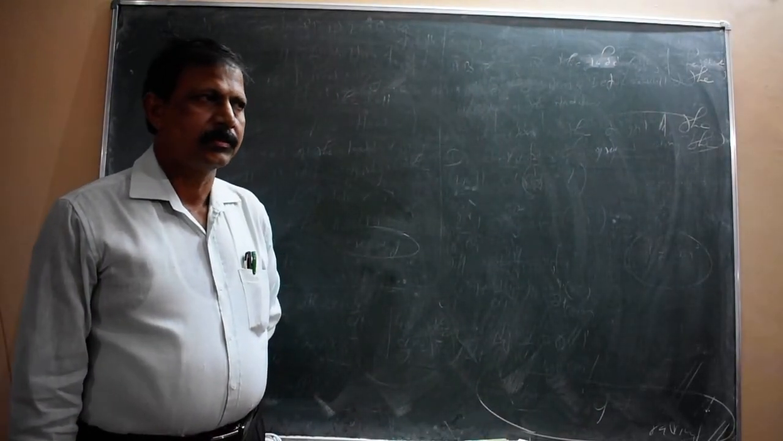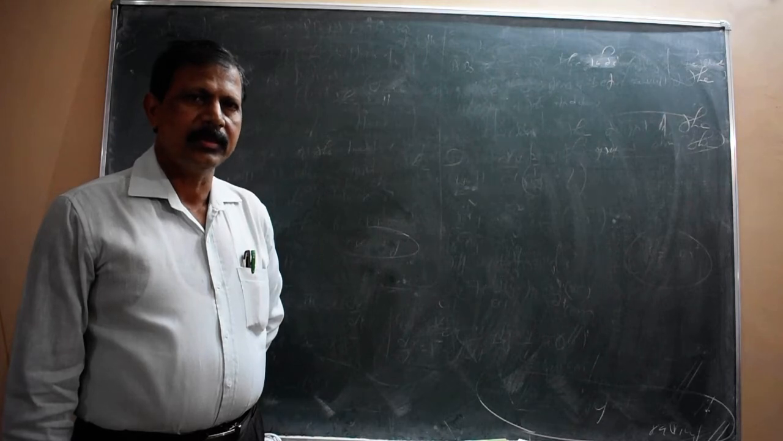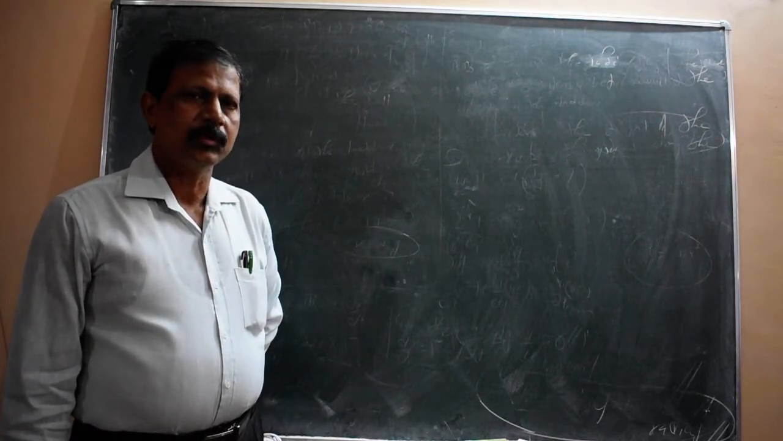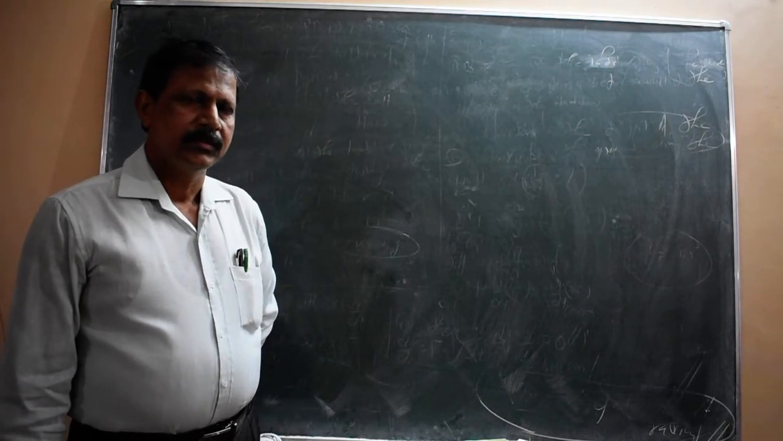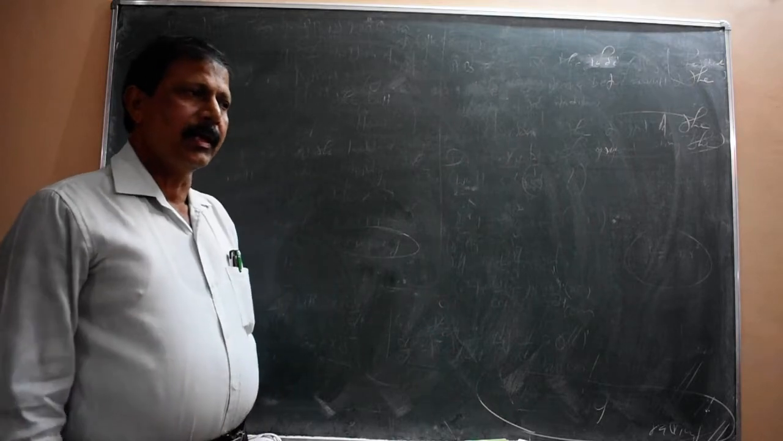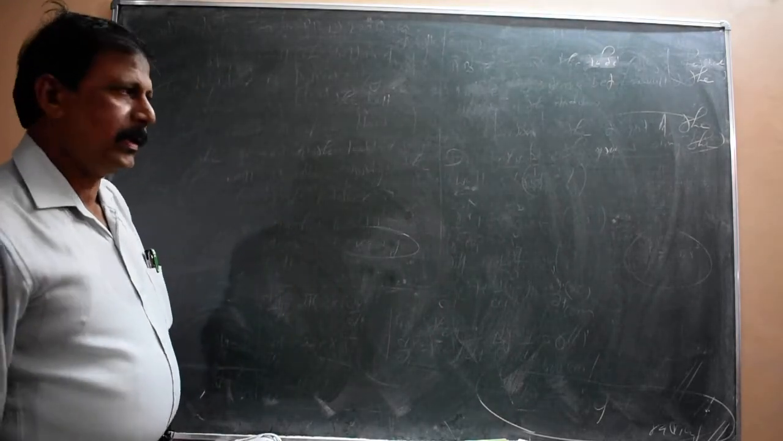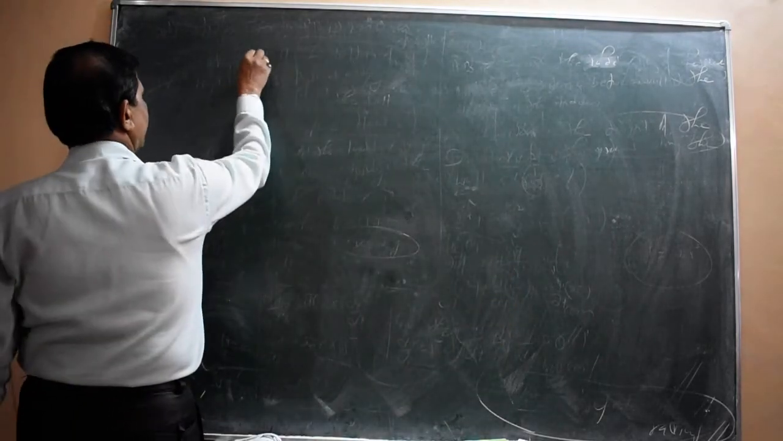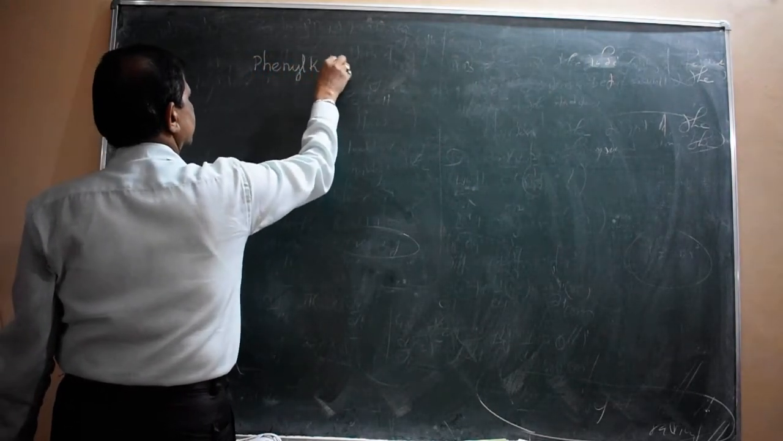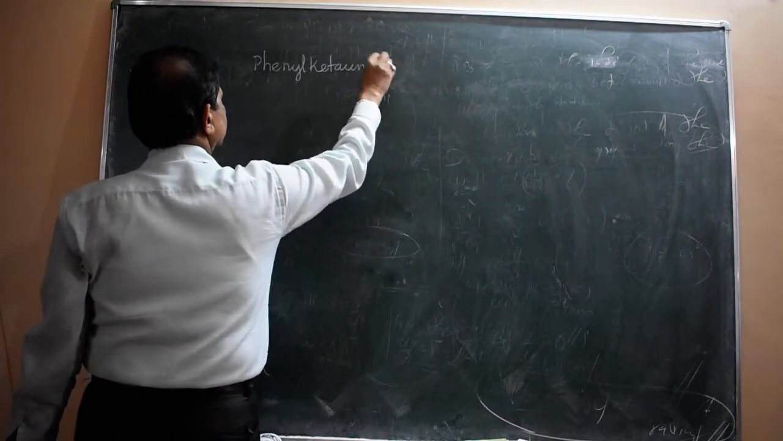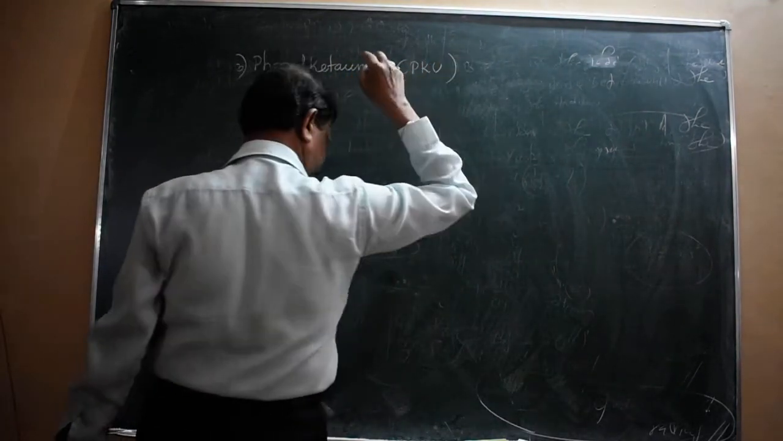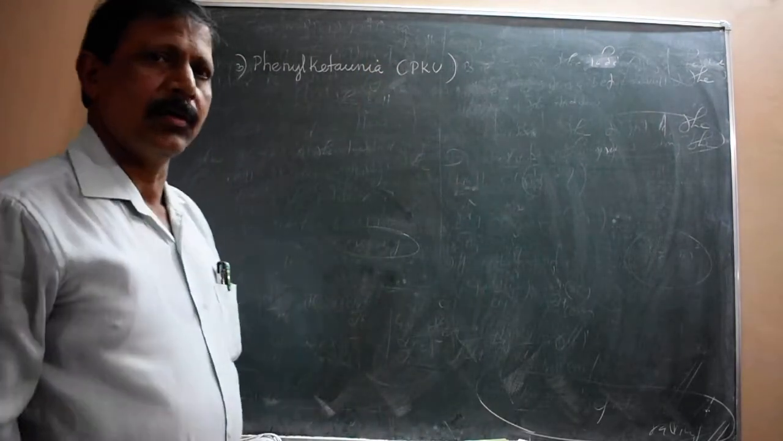In the previous genetics topic, I completed two types of genetic disorder: one is hemophilia and the second is sickle cell anemia. One remained, and that was phenylketonuria, PKU. What is this phenylketonuria?